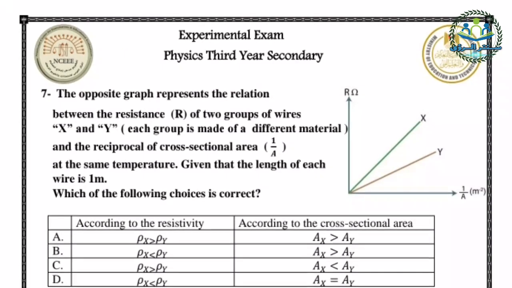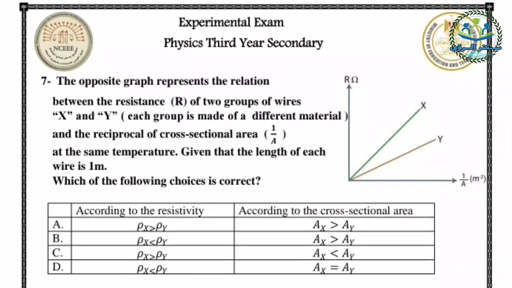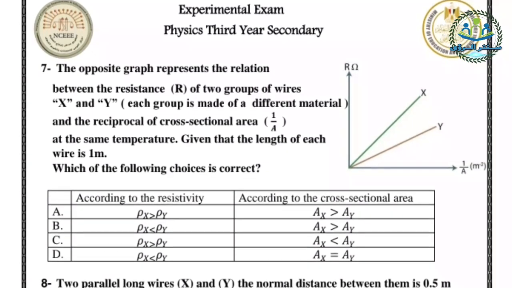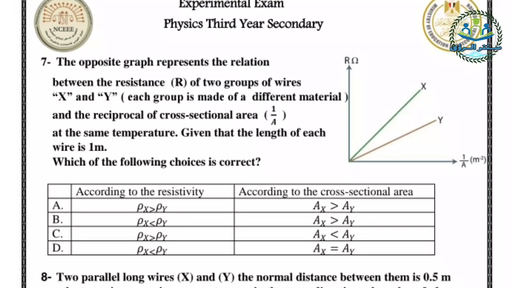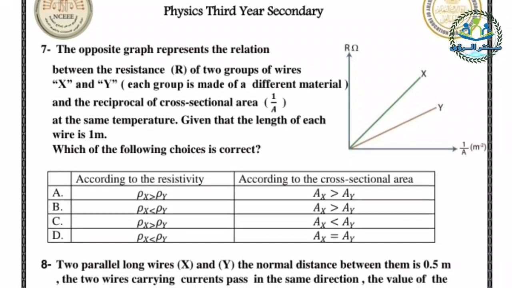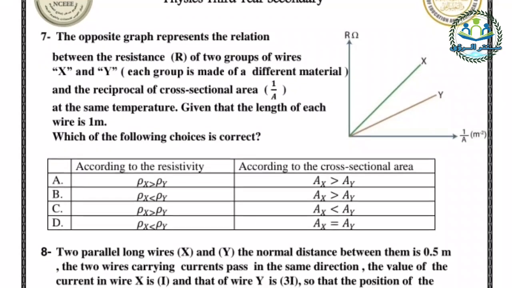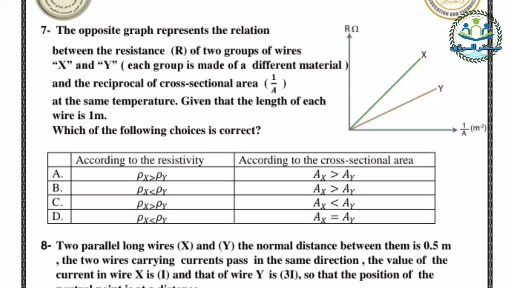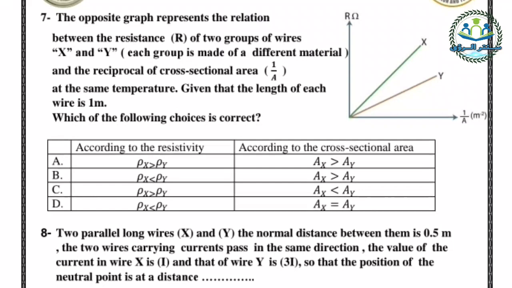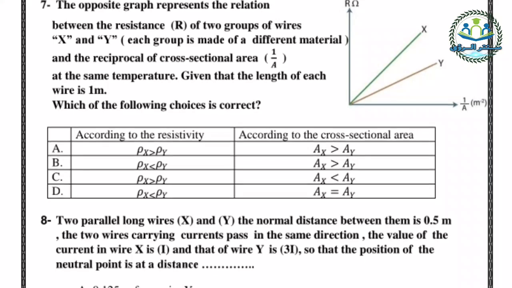7. The opposite graph represents the relation between the resistance, R, of two groups of wires X and Y, each group made of a different material, and the reciprocal of the cross-sectional area at the same temperature. Given that the length of each wire is 1 meter, which of the following choices is correct, according to the resistivity and according to the cross-sectional area? A, B, C, D.